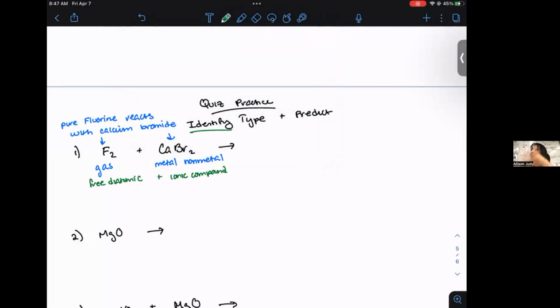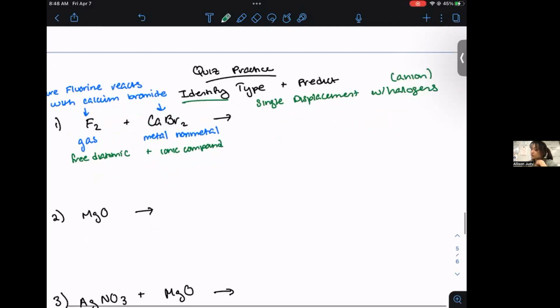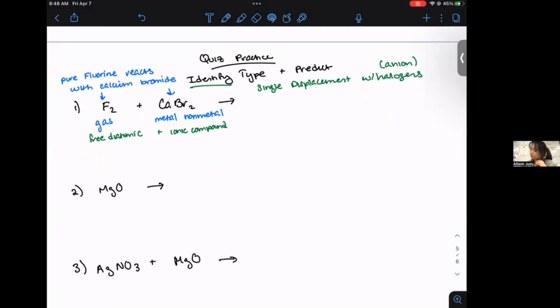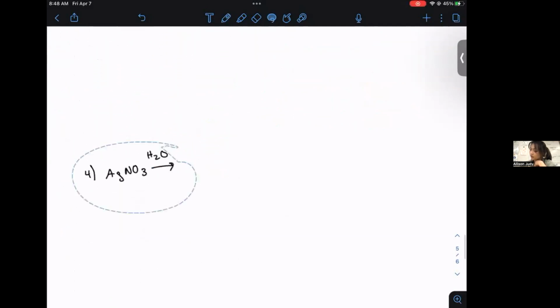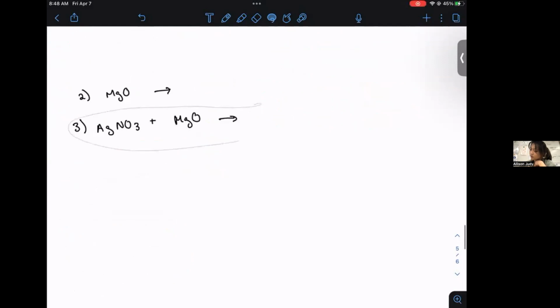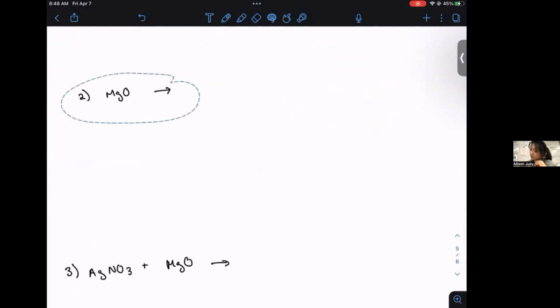I'm trying to give you guys hints of how you think through this problem. So this is a single replacement or single displacement with halogens, i.e. we're replacing the anion. We're replacing the negative because a halogen always takes on a minus charge when we do ionic compound making. So, I see I did not leave enough room between the reactions, so let me quickly move things down and deal with this.